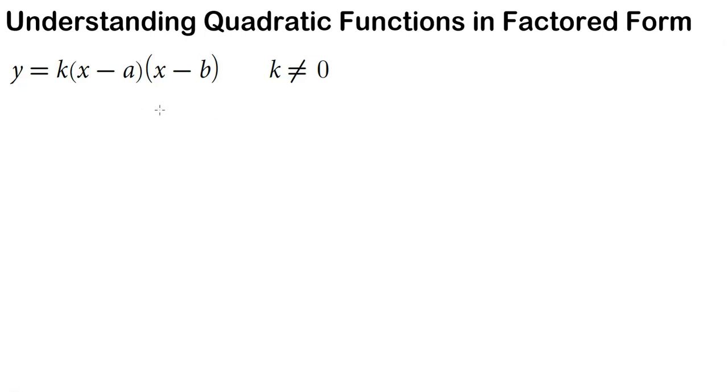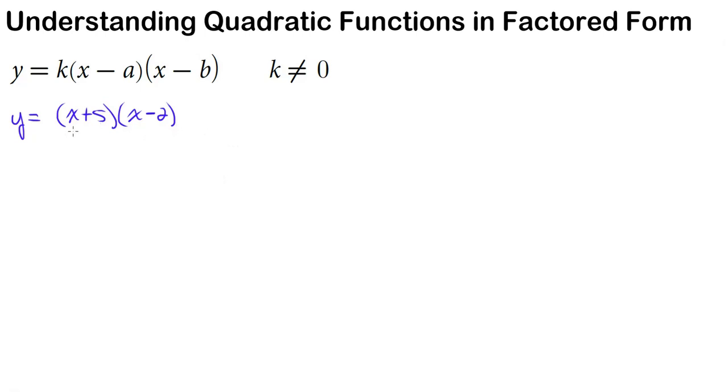In this video, we're going to talk about quadratic functions in factored form. A quadratic function in factored form is y equals k times (x minus a) times (x minus b), and k cannot be 0. An example might be y equals (x plus 5) times (x minus 2). In this example, our k value is 1.